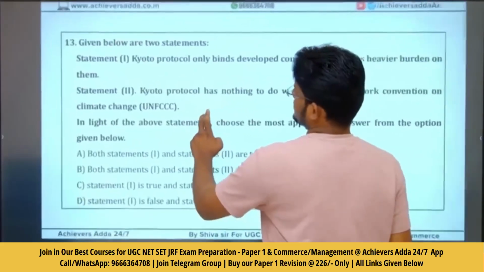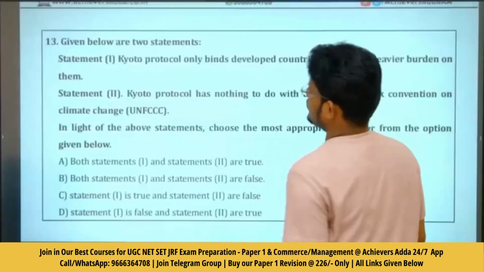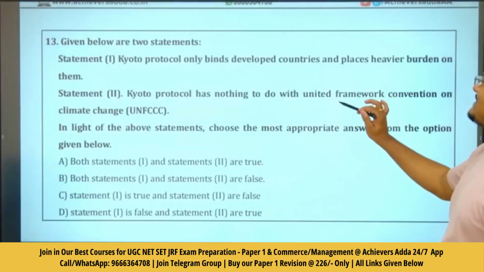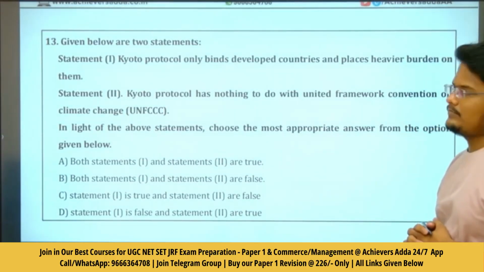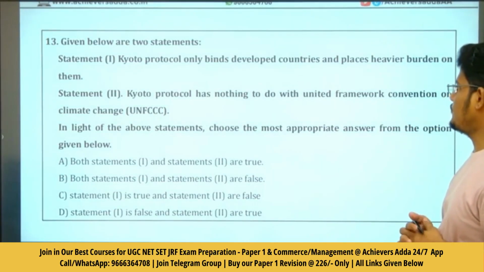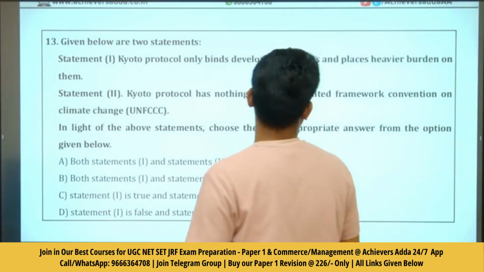Kyoto Protocol, last 5 questions. Kyoto Protocol only binds developed countries and places a heavier burden on them. Kyoto has nothing to do with the United Nations.